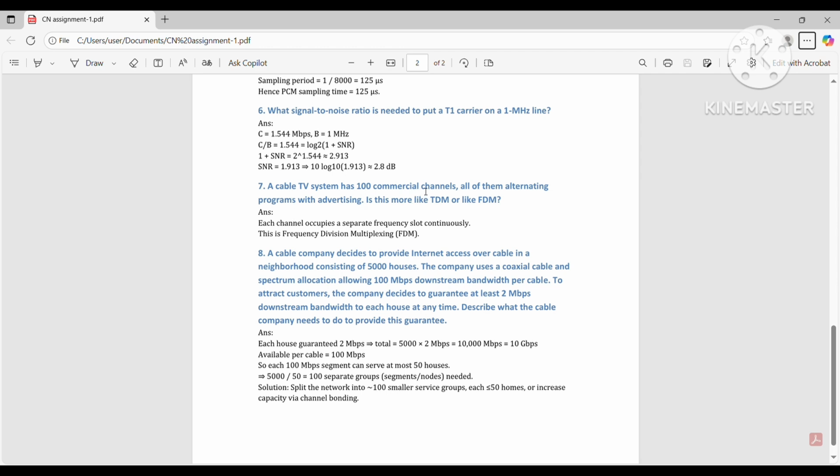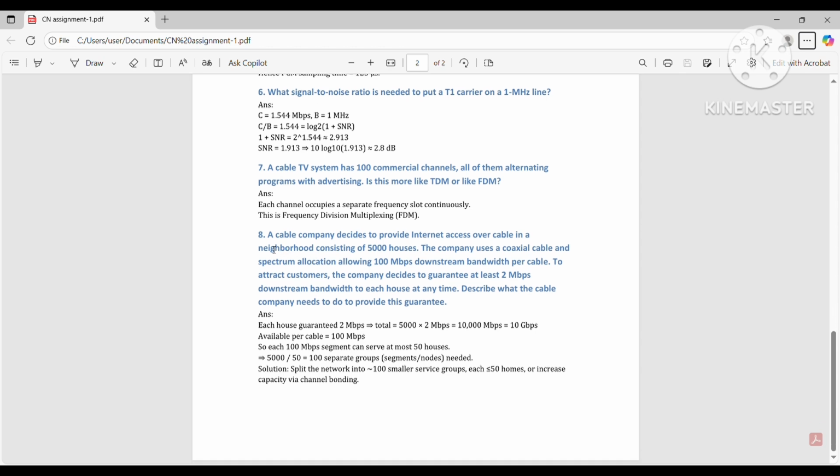And the seventh one: a cable TV system has 100 commercial channels, all of them alternating programs with advertising. Is this more likely TDM or FDM? Cable TV systems use frequency division multiplexing. So each channel is given a separate frequency band. Hundreds of channels can be carried simultaneously as analog or digital signals. So the answer is frequency division multiplexing, FDM.